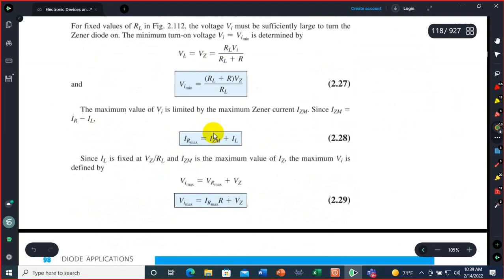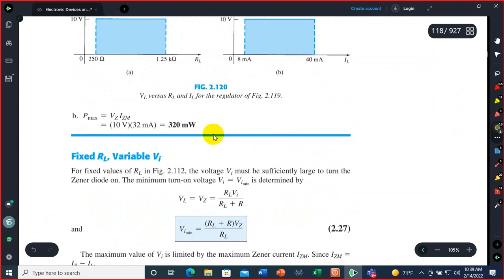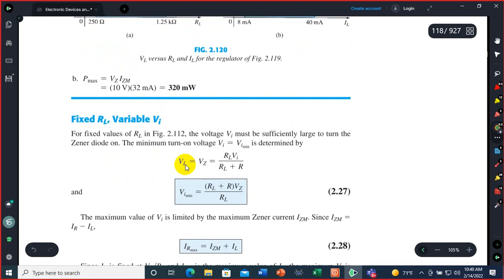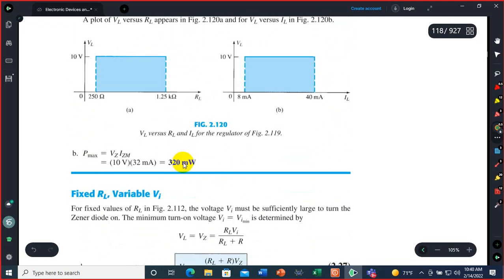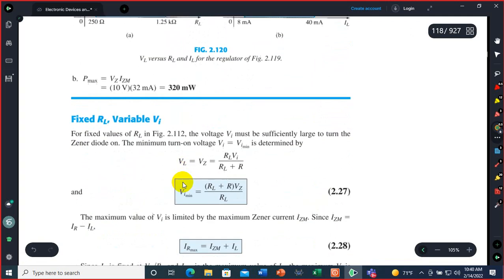And the last situation is where we keep the load resistance fixed, but we vary the input voltage Vi. In the previous situation, we varied the load resistance. Now we'll keep the load resistance fixed and we'll vary the input voltage Vi.